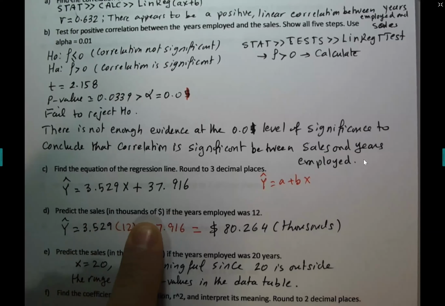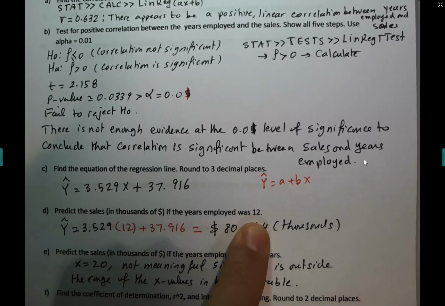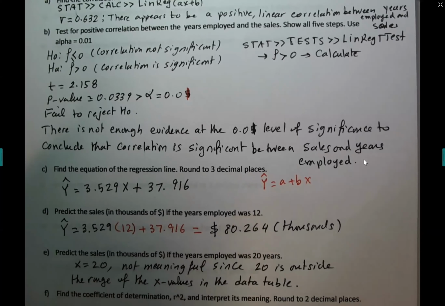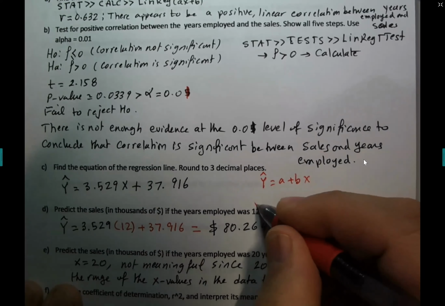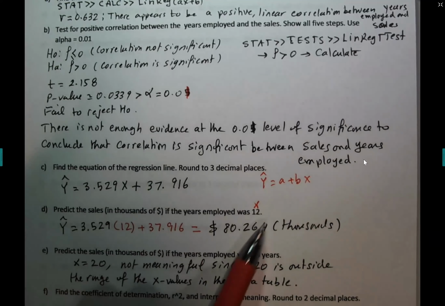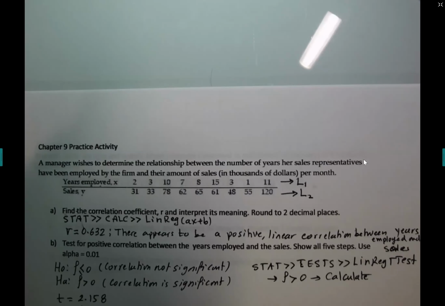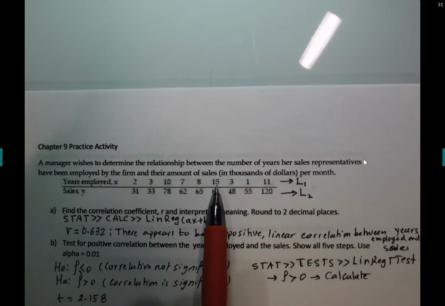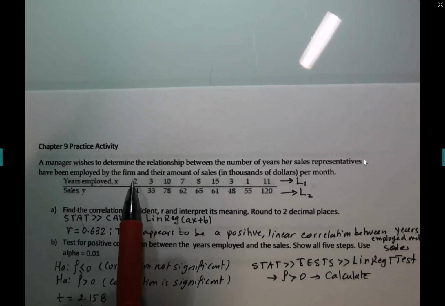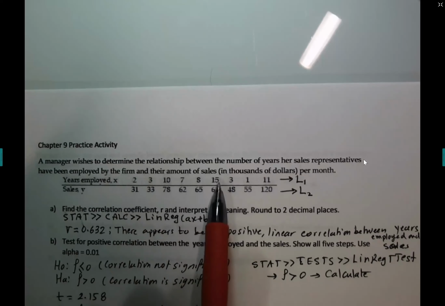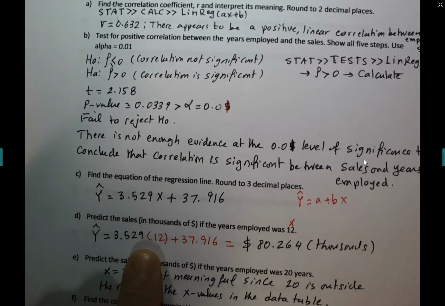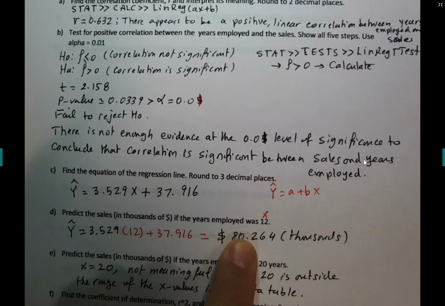Predict the sales in thousands of dollars if the years employed was 12. So he gives you X here, guys. You go and plug in X here. But before you plug in X equal to 12 in the equation, go to the years and make sure that the 12 falls within the range of values. Well, the highest value is 15 and the smallest is 2. Since 12 falls between 2 and 15, it's okay to use it in the equation. And that's when I plugged it in and I got $80,000.